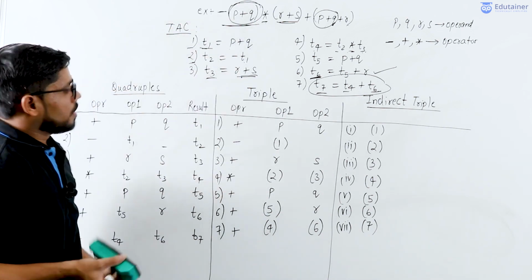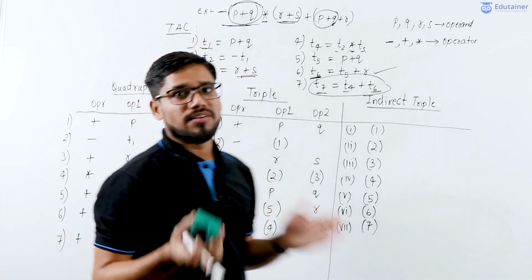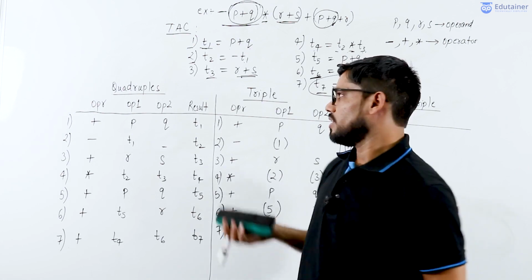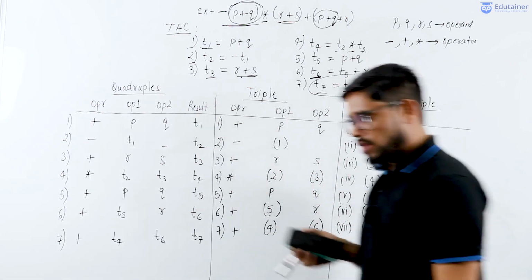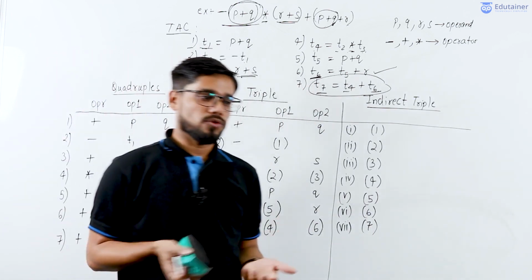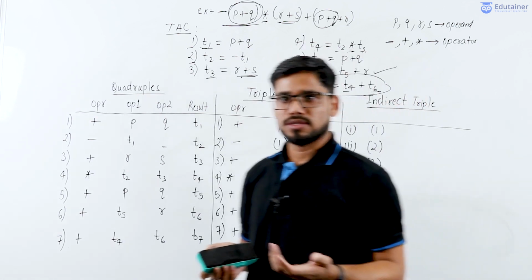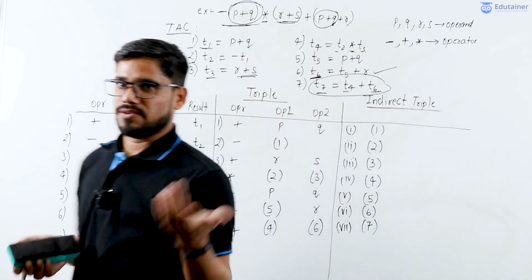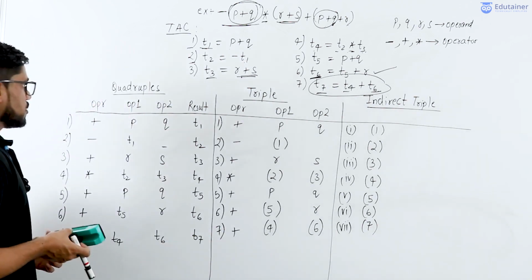Now these seven lines will represent seven different instructions in the quadruples, triples, and indirect triples. So if there are 7 or if there are 10 lines of three address code, then you have to use 10 different instructions for quadruples as well as triples as well as indirect triples. So let's see the quadruples first.